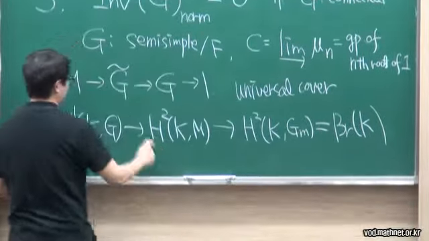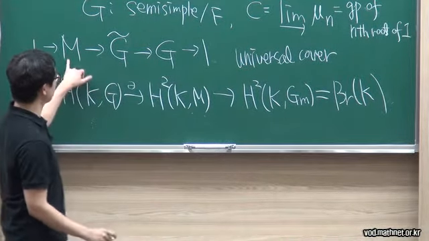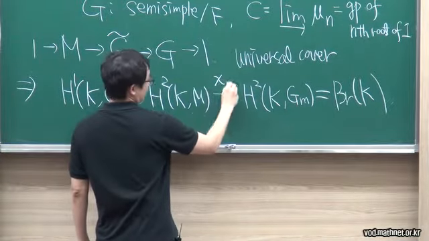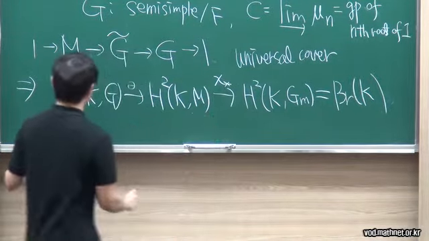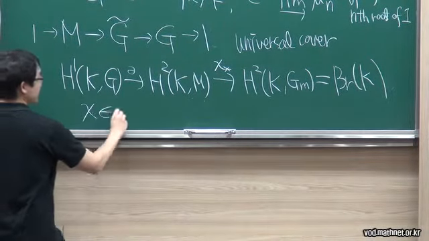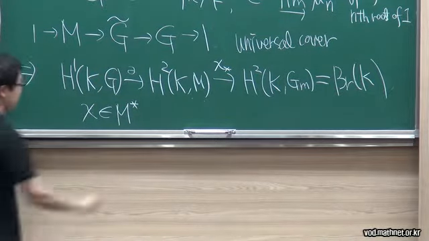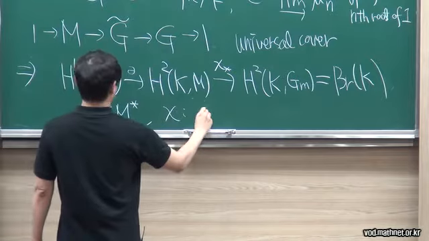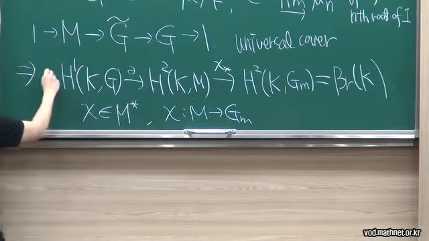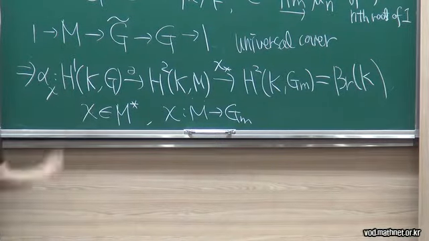So here, this is the connecting morphism from G to M. And this map is induced by the character. So here, chi is in the character group of our central group. And this invariant is denoted by alpha sub chi.